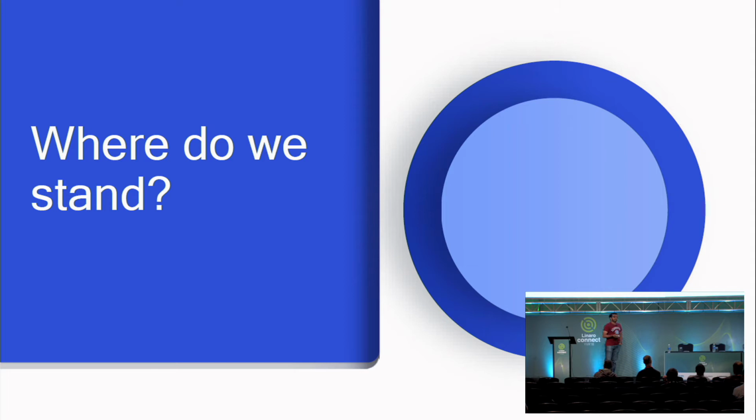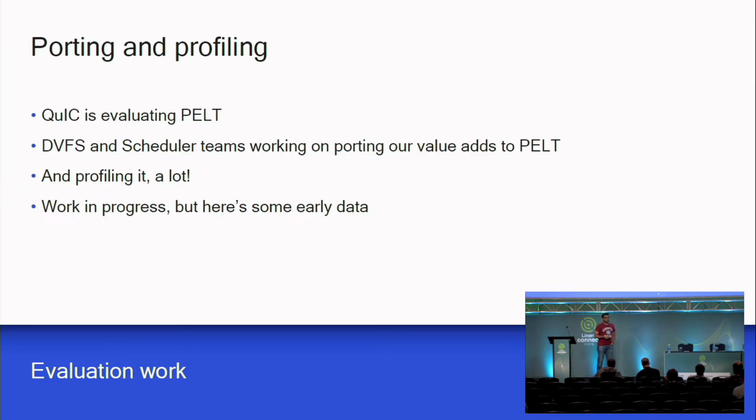So where do we stand today in terms of the comparison of PELT versus WALT? QuIC wanted to know the answer to that too. So QuIC has been evaluating PELT, and to do that, the DVFS team and the scheduler team have been porting all of our value adds on top of PELT. And we have been doing a lot of profiling on it. That way we can do some comparisons between those two. This is work in progress. I'm here to just present some early data to give an idea of where things are going. So take it for what it is.